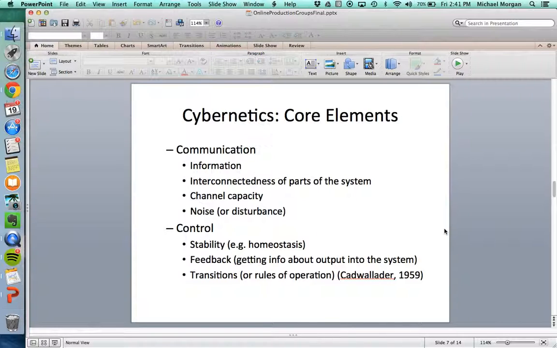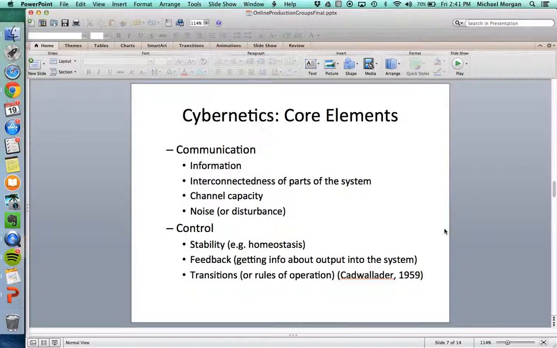So I kind of created a hierarchy here of the core elements. The two supersets of this are communication and control, which really directly relate to the definition of cybernetics. Within communication, you have information, the interconnectedness of parts of the system, what's called channel capacity, and noise or disturbances. And within control, you have stability, feedback, and then transitions. And transitions are essentially rules of operation.